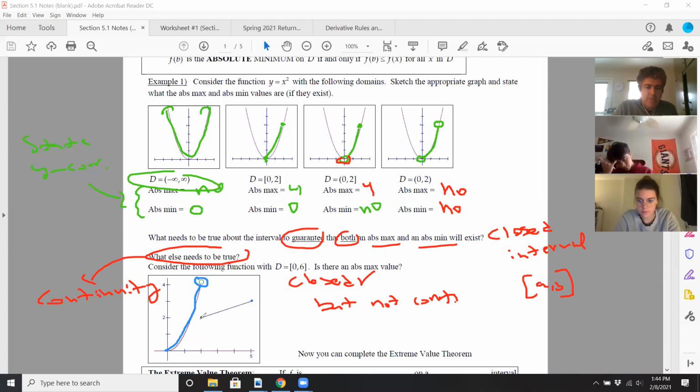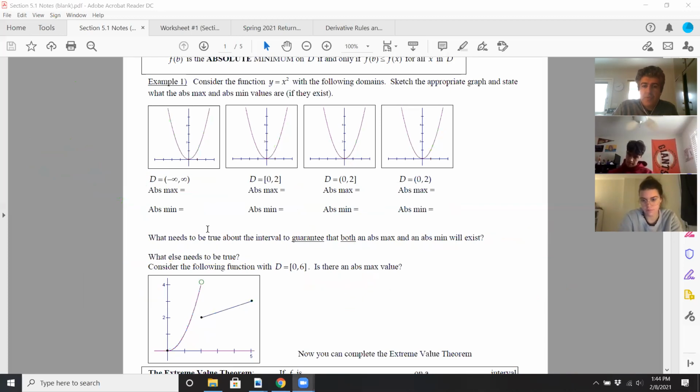It gets really close to 4, and then you have a jump. This is actually a jump discontinuity. So the answer is no. We do not have an absolute maximum because we were not continuous. So you have to be continuous to guarantee both an absolute max and absolute min.